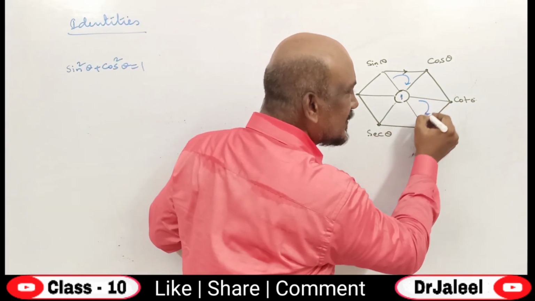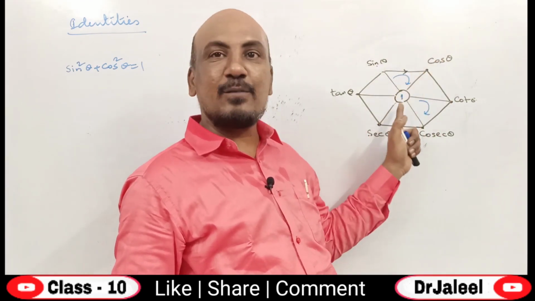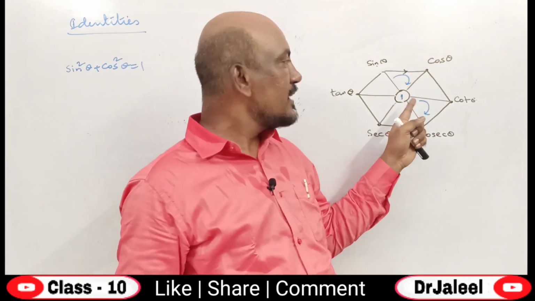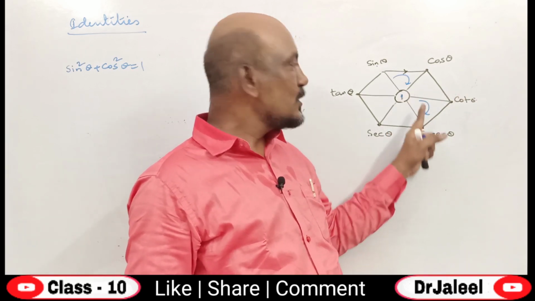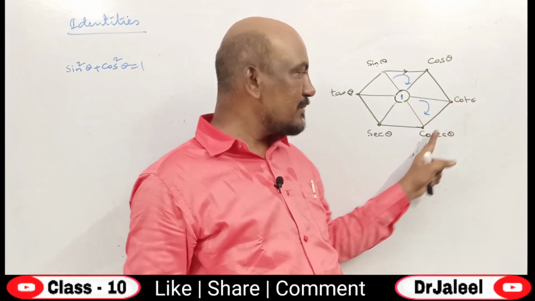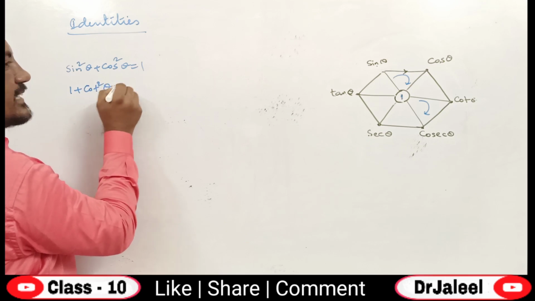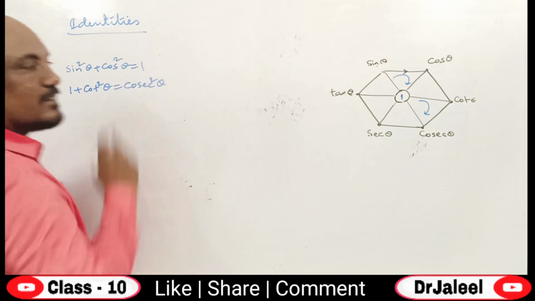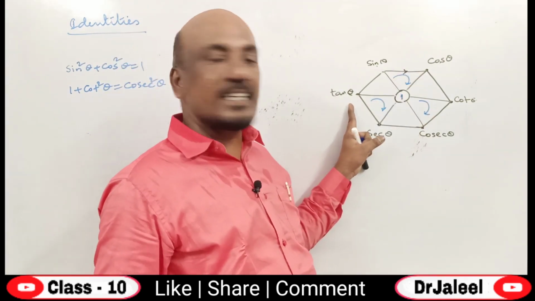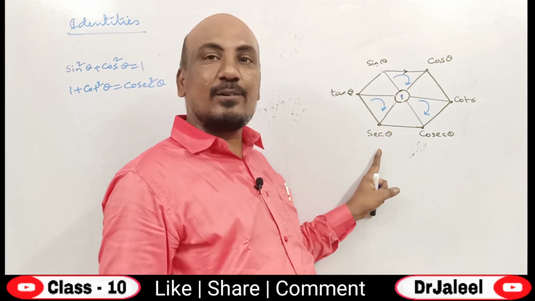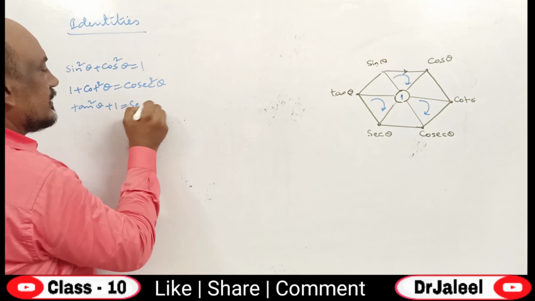Children, again you come for this one. Sin square theta plus cos square theta is equal to 1 square, and 1 square means 1. Same here: 1 square plus cot square theta is equal to cosec square theta, so 1 plus cot square theta is equal to cosec square theta. Let's go for the third identity. What is that, children? Tan square theta plus 1 is equal to sec square theta.